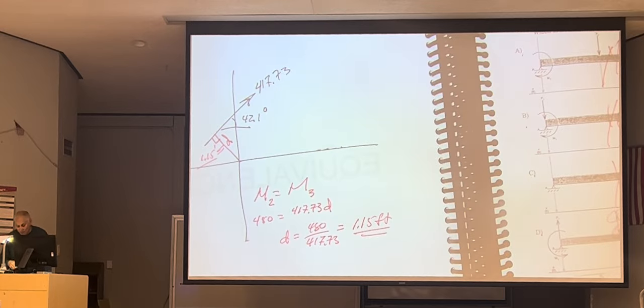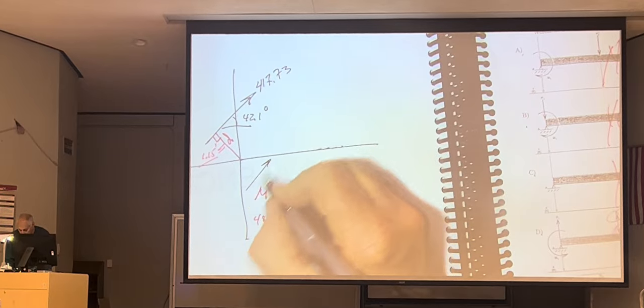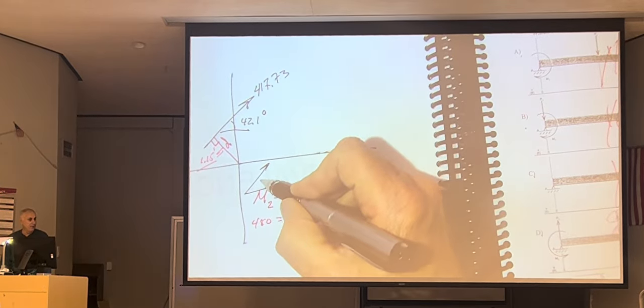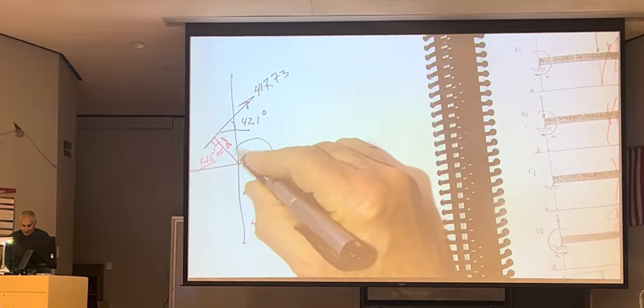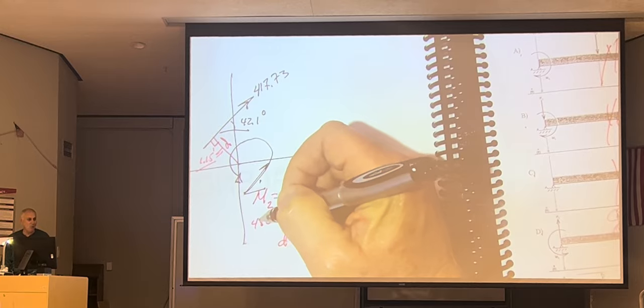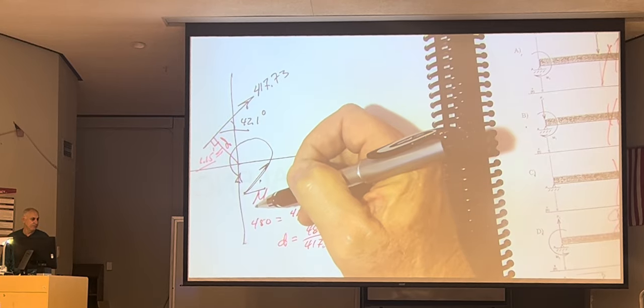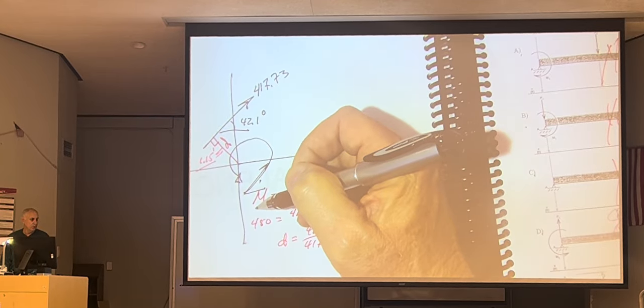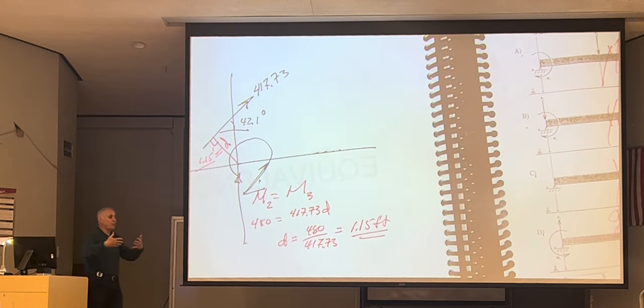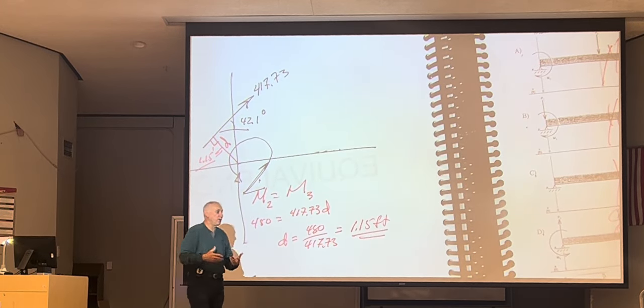Now, I cannot put this force here. I cannot put it there. Why not? Because it will create a counterclockwise rotation, and I don't have that. I have 480 clockwise. You with me? That's how you find the location in a 2D problem.